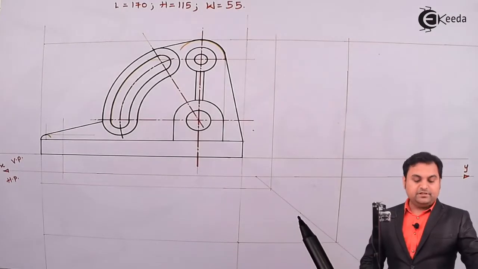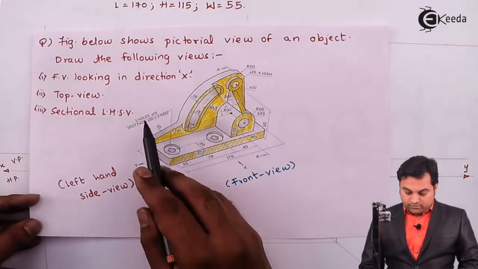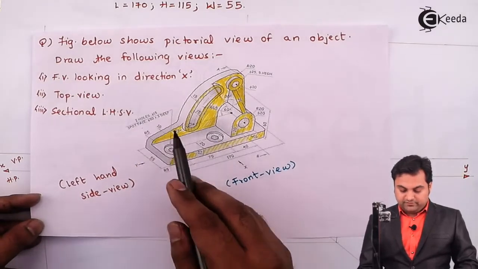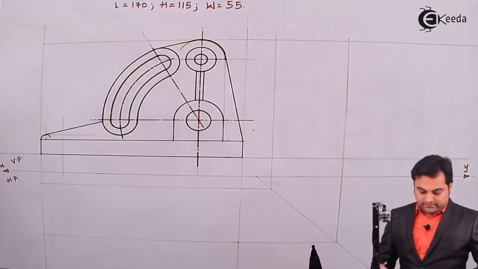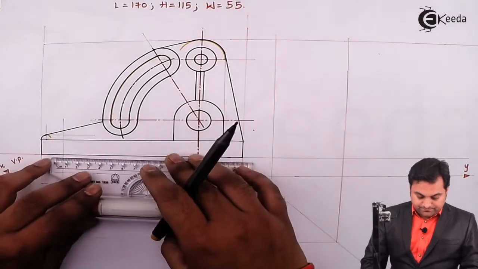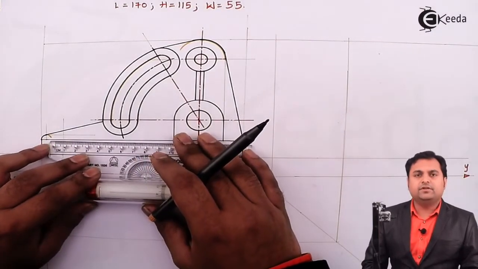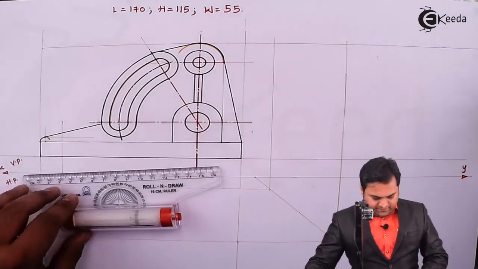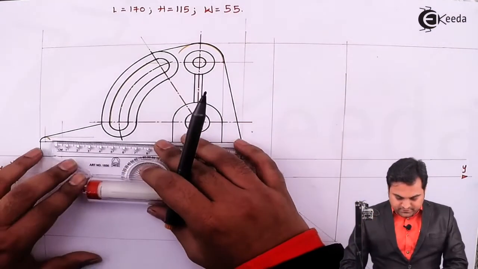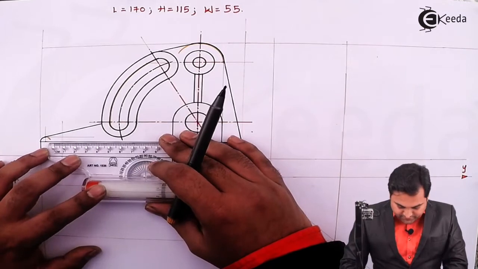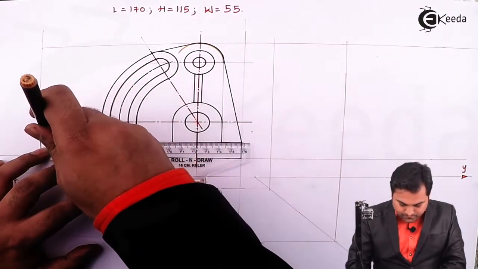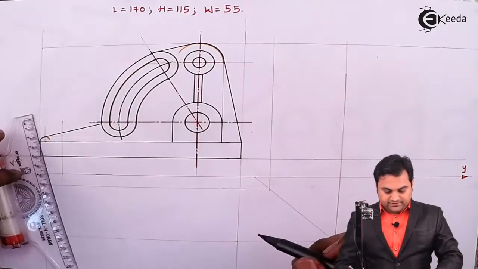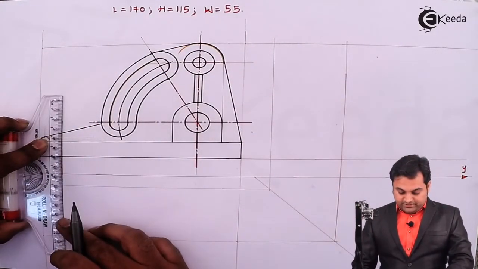Now the inner diameter is given as 15 mm. There are two holes of diameter 15. So I'll take 7.5 on one side, 7.5 on the other side. So here I'll take 7.5 on one side, 7.5 on the other side. That will give me the diameter as 15. Projecting it light.